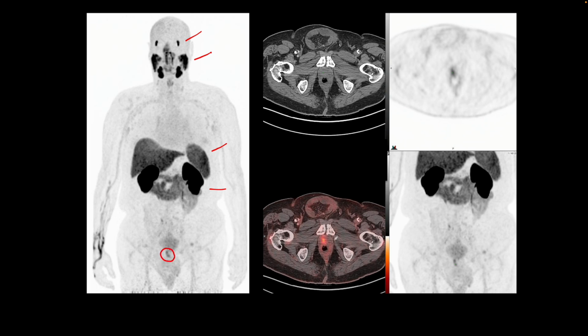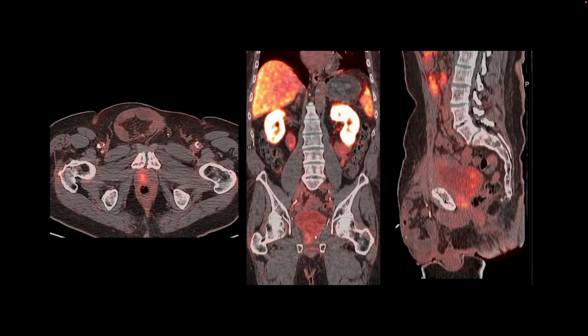This is abnormal. This corresponds to this focus right here on the fused image, also seen on the axial PET image and the rotating image zoomed in. So this focus is recurrent prostate cancer at the site of anastomosis or local recurrence. So these are more images showing that focus in better detail.